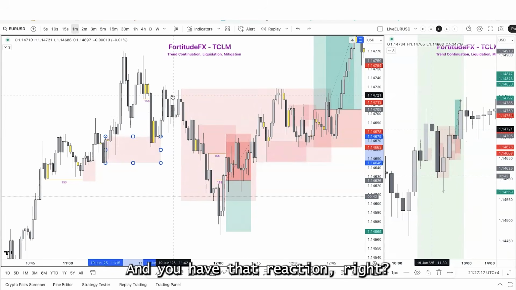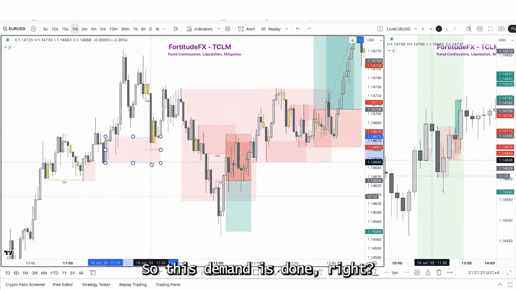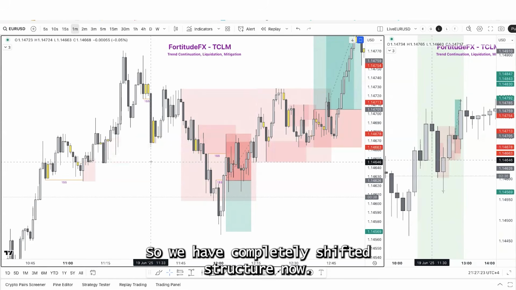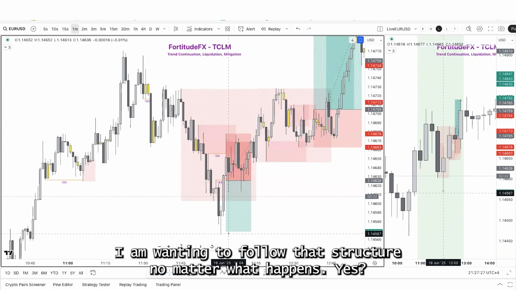This was the strong low, which printed this high, and it is now coming back into it, and you have that reaction, right? So once that reaction happens, it printed a new lower low. So this demand is done, right? So we have completely shifted structure now. So once that structure has shifted, I am wanting to follow that structure no matter what happens.